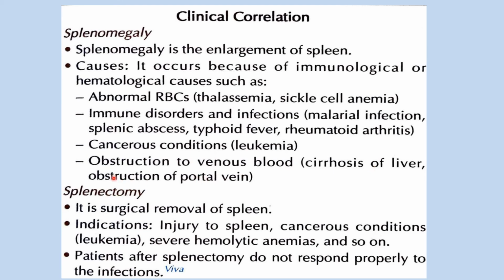There is one more condition, that is splenectomy. What do we mean by splenectomy? It is a surgical removal of the spleen. It is indicated in certain conditions when there is injury to the spleen, certain cancerous conditions like leukemia, severe hemolytic anemias, and so on. Patients after splenectomy do not respond properly to infections, but even after splenectomy, one can survive. So it is not considered a very important organ for survival.